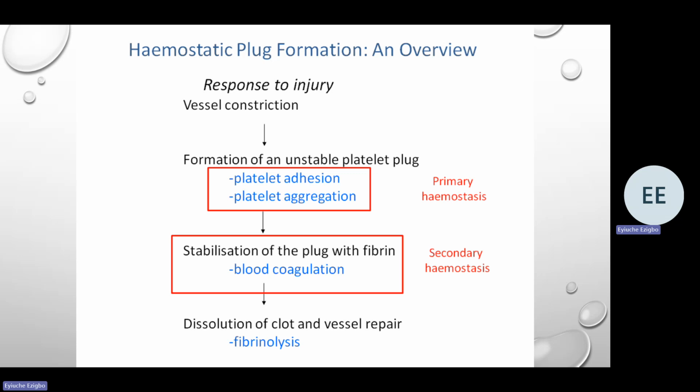The primary hemostasis consists of platelet adhesion and platelet aggregation, the process we have described in the last slide. Then before it goes down to the secondary hemostasis, stabilization of the plug with fibrin. That is what happens in the secondary phase of coagulation. Then dissolution of the clots and vessel wall repair, as we shall see as we go on.